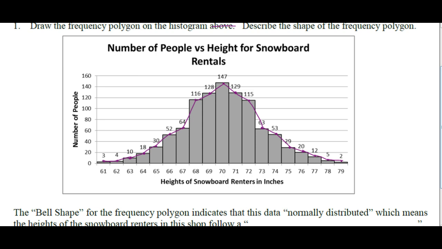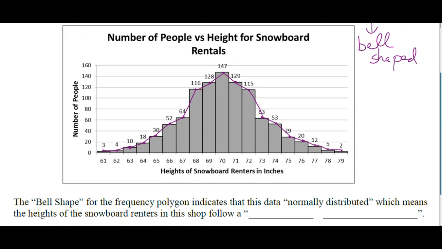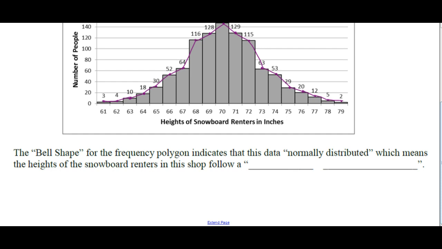Normal distribution is a bell-shaped curve, right? So it's bell-shaped. If you think of a bell, big in the middle, trailing off towards the edges, that's called the bell-shaped curve, or the normal distribution. So the bell shape for the frequency polygon indicates that this data is normally distributed. When you see a bell-shaped curve, that tells you the data is normally distributed.